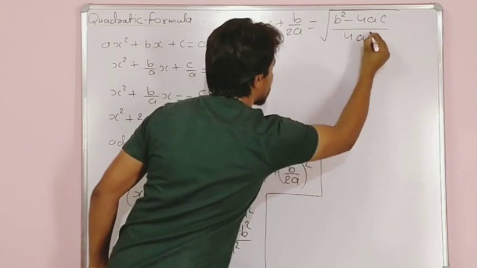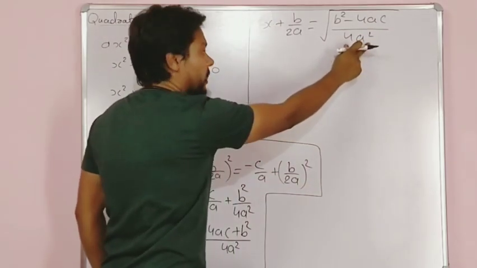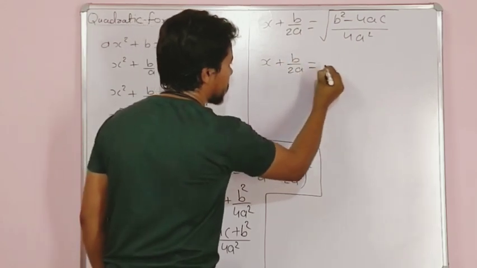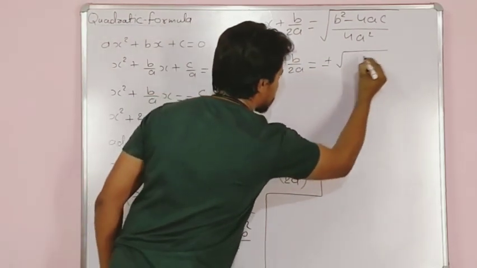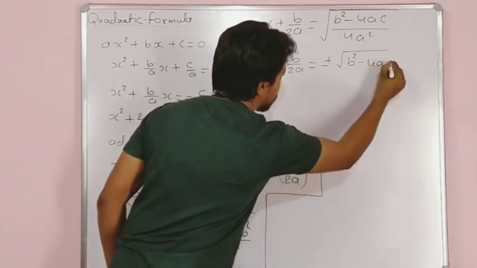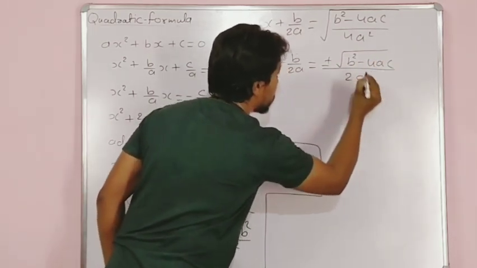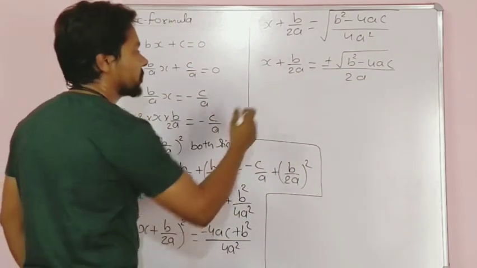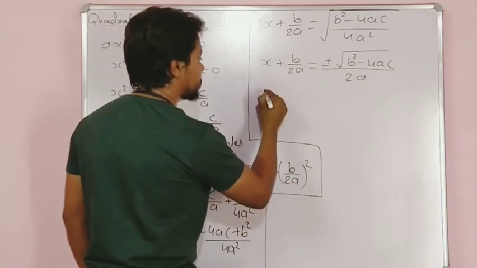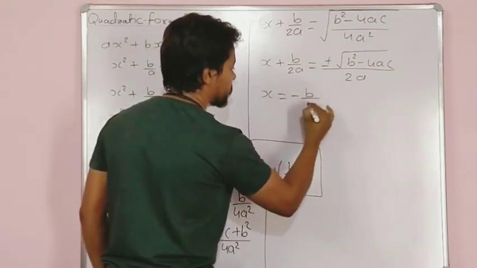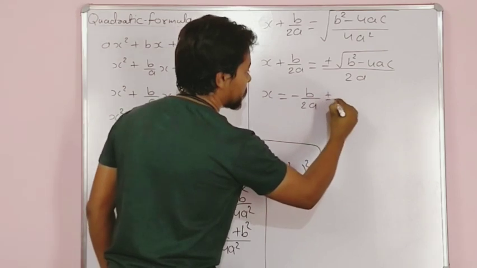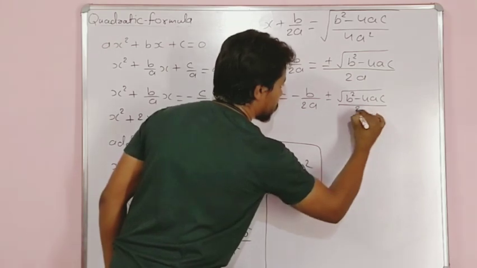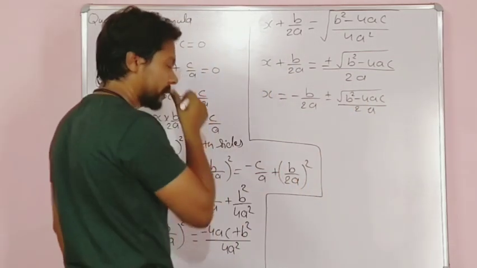The denominator is a complete square, so x + b/2a = ± √(b² - 4ac)/2a. 4a² is a complete square, that's why we have 2a out of the square root. Let's transpose b/2a to the right hand side. So x = -b/2a ± √(b² - 4ac)/2a, right?